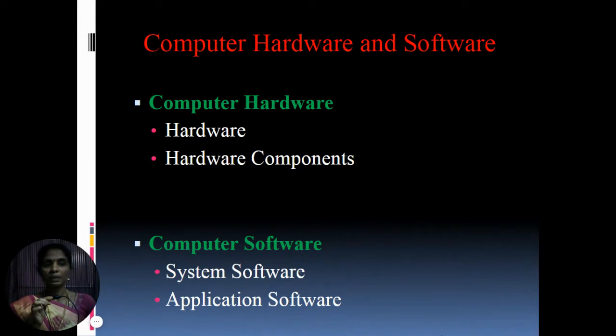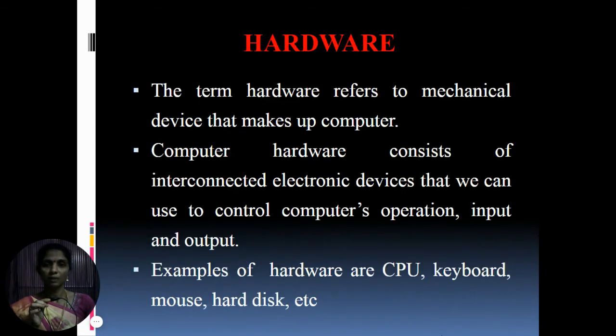First we will begin with Module 2, Computer Hardware and Computer Software. Computer hardware: we will discuss what hardware is and what the different hardware components are. The second part discusses computer software, what system software and application software are.